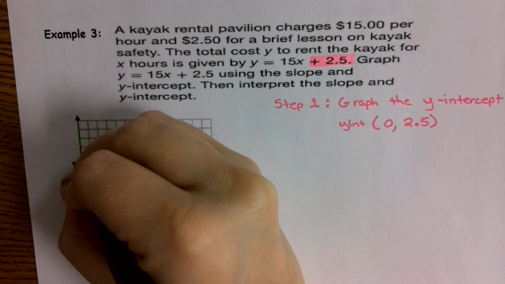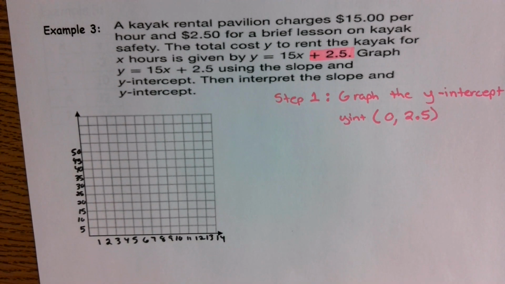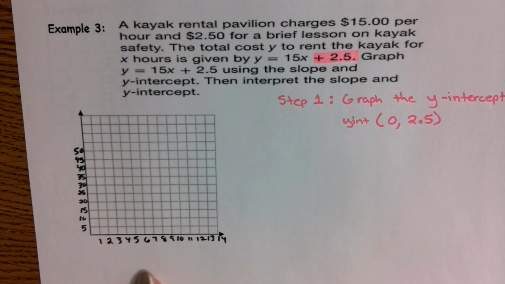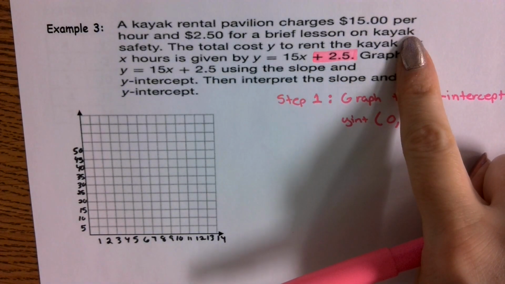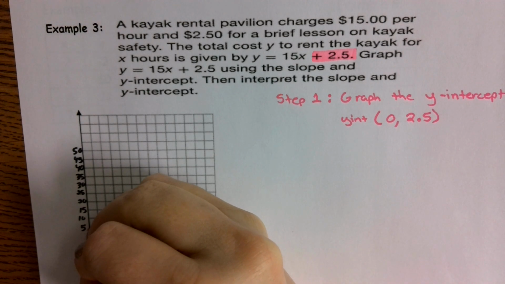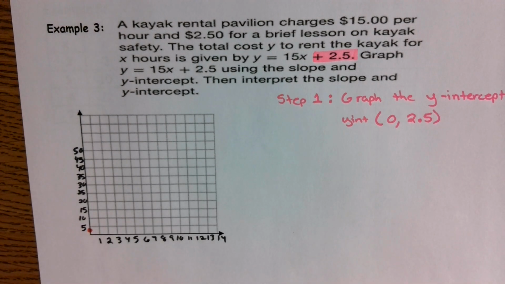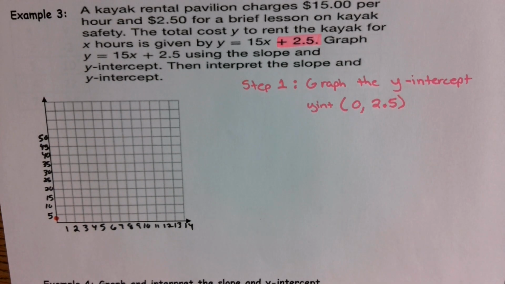And I'll go up to like 50. Don't need to go too far. Okay, so for here, when I say the y-intercept is at 2.5, that means before I even begin, before I've done anything, any rental of the kayak, I have to pay $2.50 for my brief lesson. So at 0 hours, I am at 2.5, which is halfway between the 0 and the 5. That's the graphing of my y-intercept.